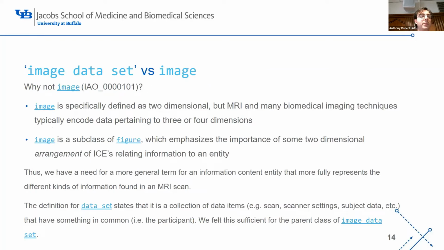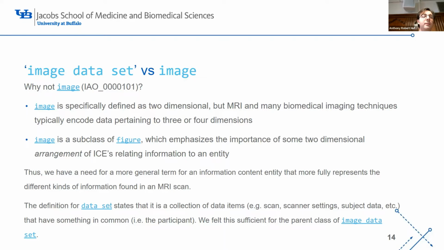And this is going back to what I was saying with why are we coming up with our own term when something like image already exists? And like I said, image is specifically defined as two-dimensional. Specifically, it is a subclass of figure, which really emphasizes the importance of how you arrange a two-dimensional representation of some sort of ICE. And like I said, that doesn't really fit with how we work with our biomedical imaging data.